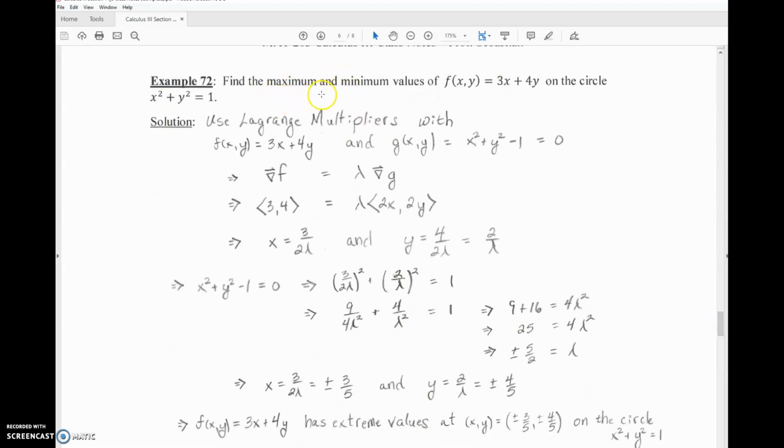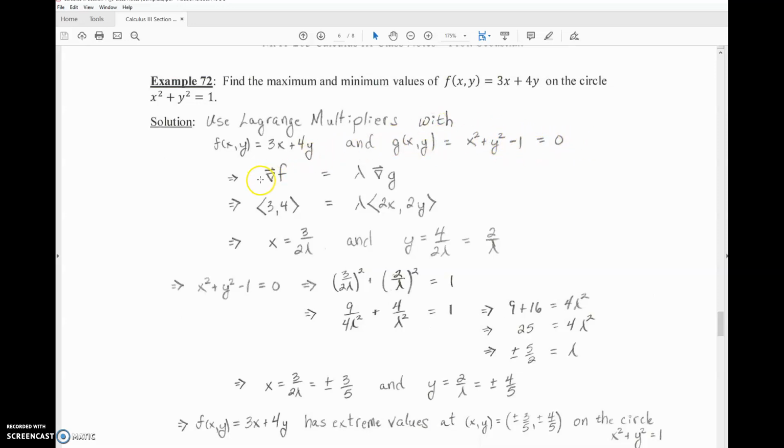So let's find the maximum and minimum values of f of x, y equals 3x plus 4y on the circle x squared plus y squared equals 1. So that means we want to use Lagrange multipliers with f of x, y equals 3x plus 4y and g of x, y equals x squared plus y squared minus 1 equals 0. We need g to be equal to 0.